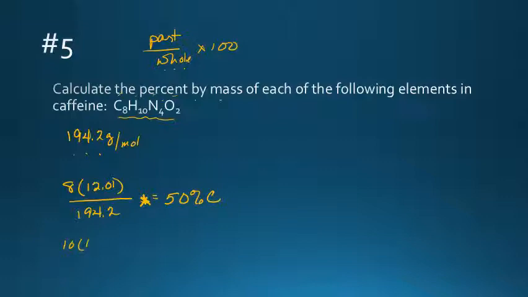Now we can do hydrogen. 10 times 1.008 divided by 194.2 times 100. Okay, punch that into the calculator. Okay, 5% hydrogen. Now for the nitrogen. 14.01 multiplied by 4 divided by 194.2 times 100.